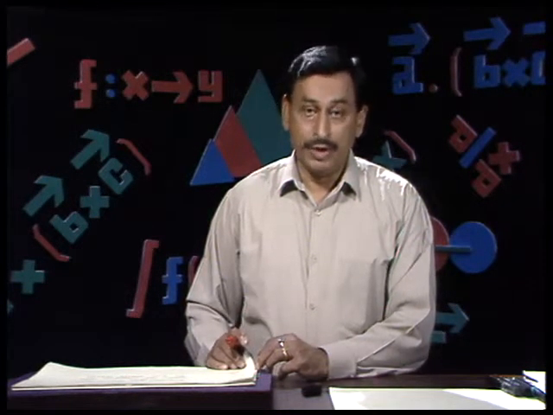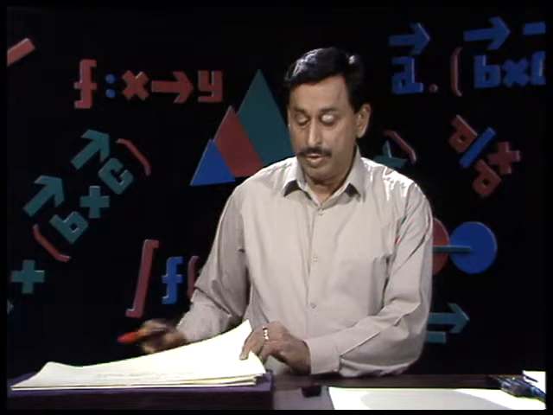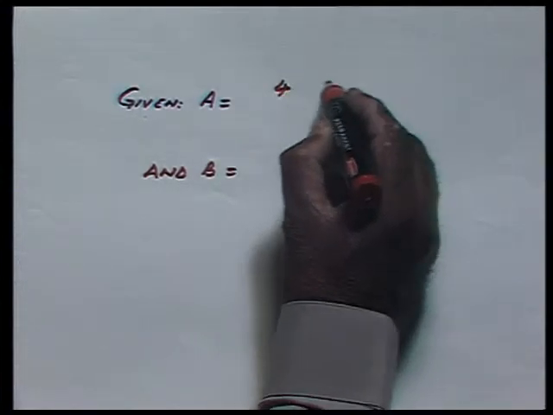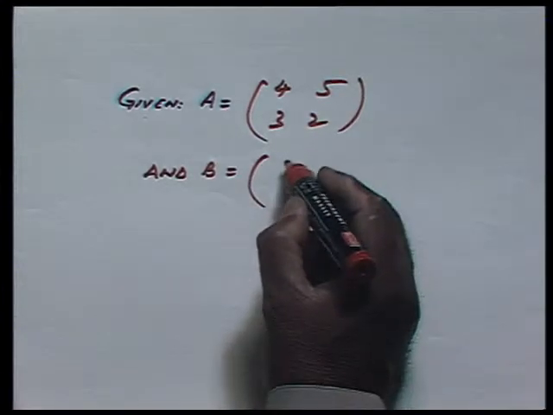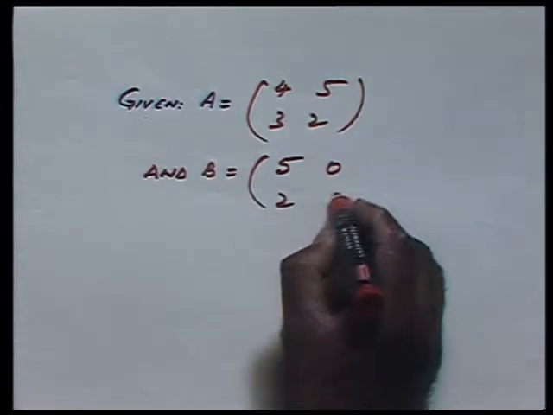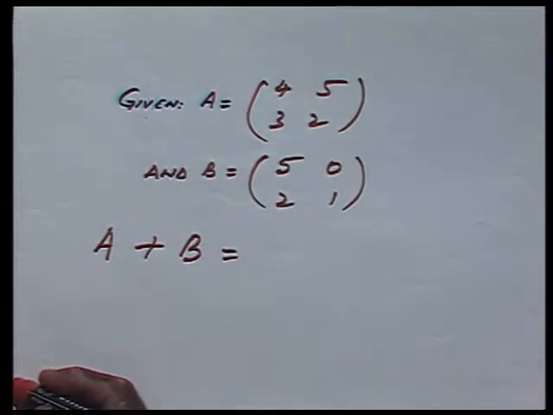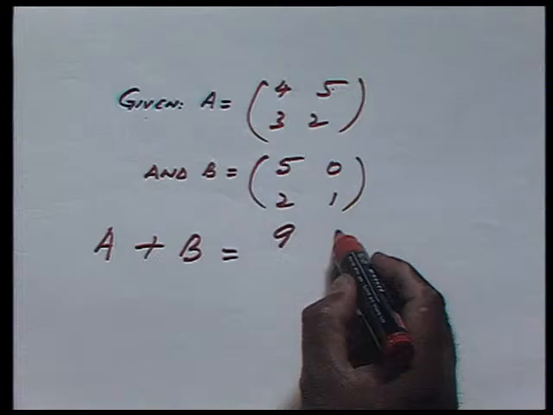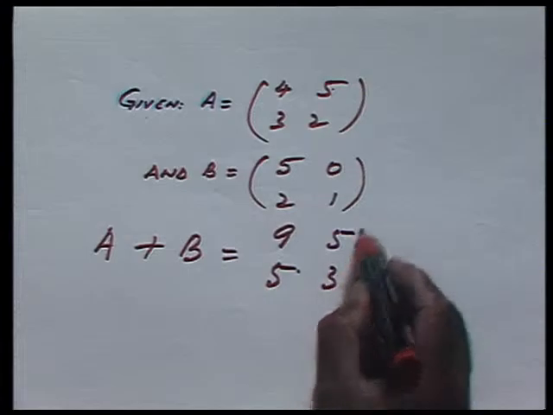Naturally, when we talk of addition, we talk of certain properties as well. Now, what are those properties we want to talk about? Say, we are given a matrix A, 4, 5, 3, 2, another matrix B, 5, 0, 2, 1. What do you think A plus B will be equal to? A plus B is going to be 4 plus 5, which is 9, 5 plus 0, which is 5, 3 plus 2, which is 5, 2 plus 1, which is 3.